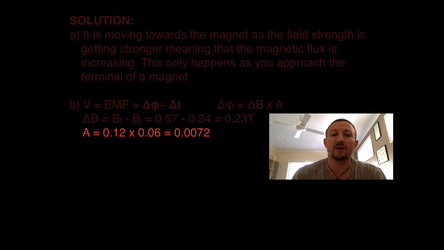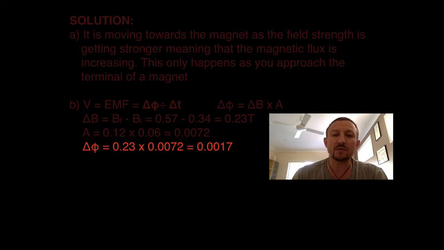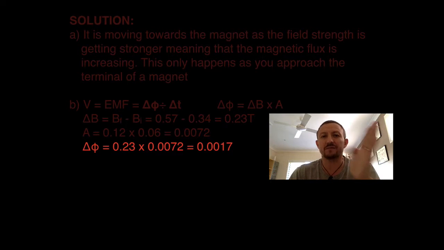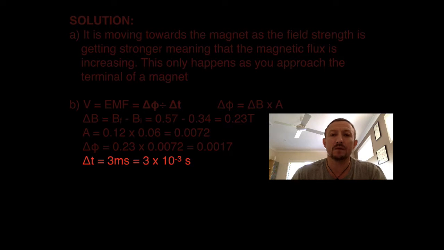Then I've got to calculate my area and convert it all into meters. So it's 0.12 times 0.06, which gives me 0.0072 meters squared. I then need to work out my change in flux, or delta phi, which basically is the change in field strength times the area. So it's 0.23 times 0.0072, which gives me 0.0017. Then I've obviously got to divide that by the change in time. Time is 3 milliseconds, or 3 times 10 to the negative 3 seconds. So divide 0.0017 by 3 times 10 to the negative 3, and I get a voltage of 0.55 volts.